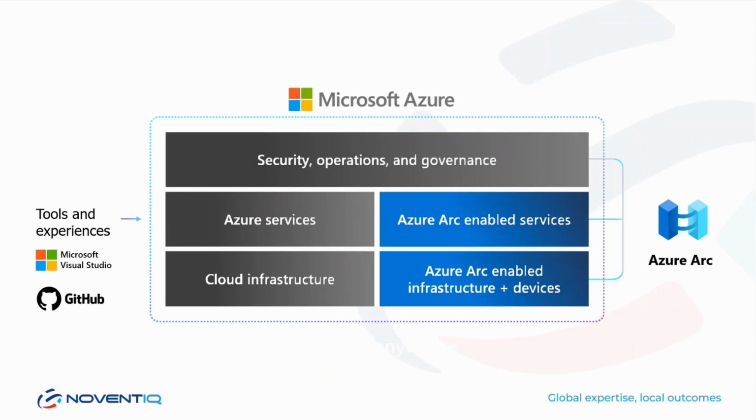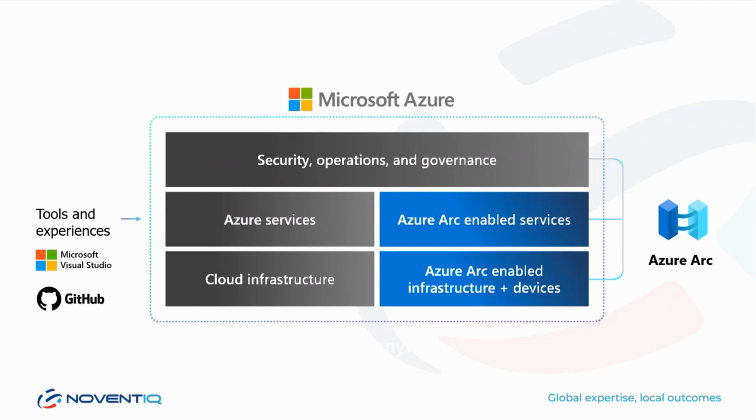Now, where does Azure Arc come into the picture? Azure Arc is basically a bridge between your on-premises servers or AWS or third-party cloud servers to Azure. That means you can onboard your on-premises or third-party cloud servers to Azure Cloud so that you can manage the beautiful Azure features such as security, operations, and governance on top of it.